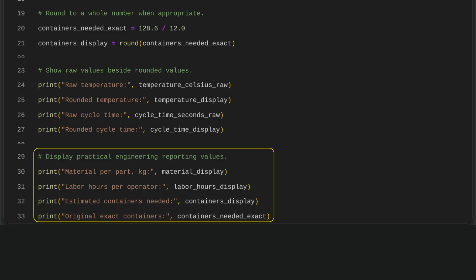The output reports rounded values for material per part, labor hours per operator, and the estimated number of containers needed, making the results easier to communicate and use. It also includes the exact container requirement as a reference, so the precise calculation remains available before rounding.